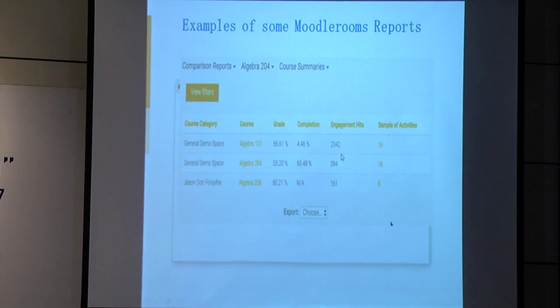And these are some examples of Moodlerooms reports. For example, comparison reports, where you are able to compare courses within the same category. This is good in the sense that you are able to see the performance of students across categories of courses and also the performance of the lecturers. So if you are a coordinating teacher, you are able to form some impressions about the level of performance of the teachers in various courses as well as the students.